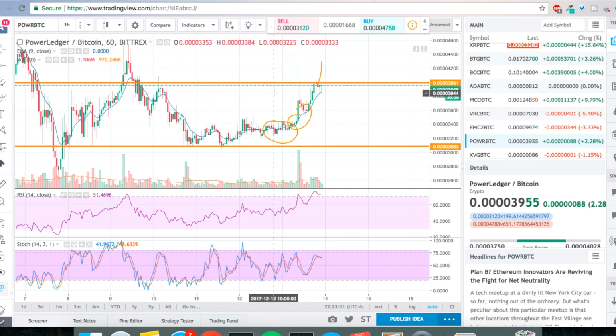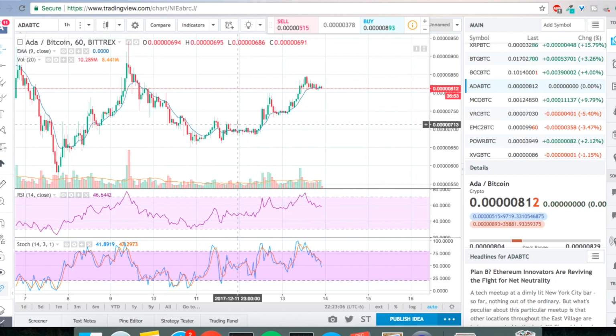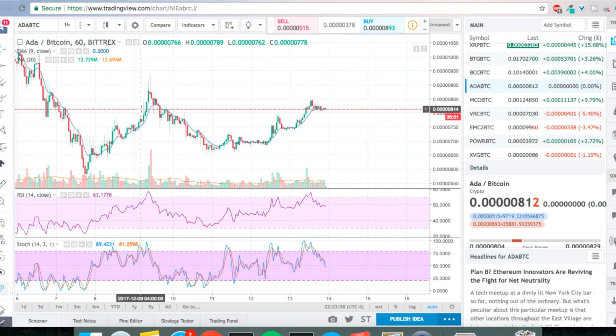And you see this pattern everywhere in the altcoin world. We'll take a look at another coin that's also forming it. As you can see here, we're looking at Cardano.